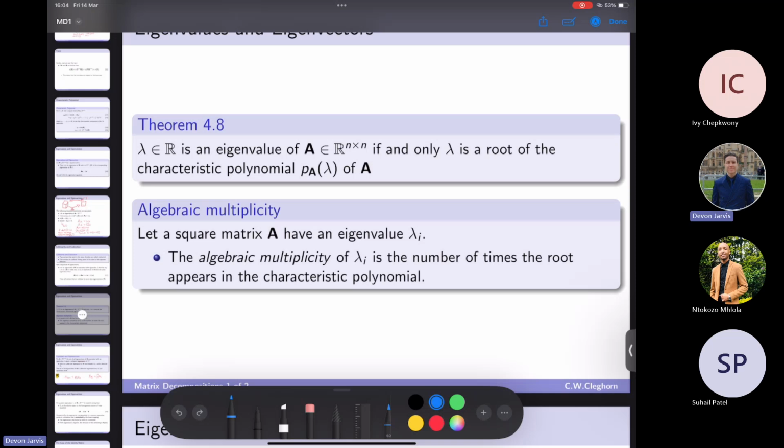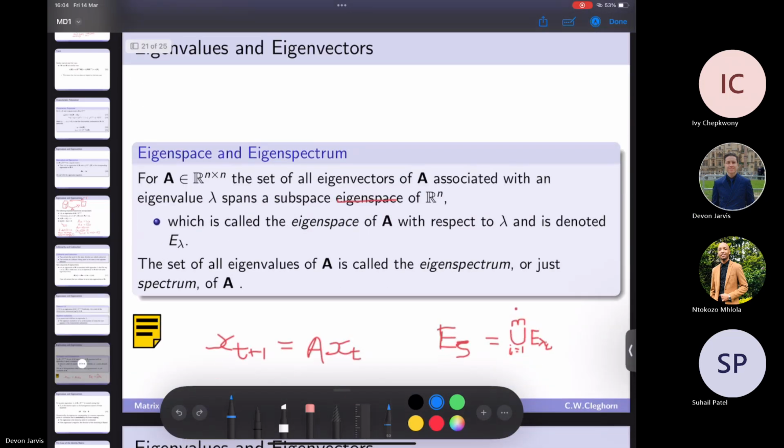All right. So lambda is an eigenvalue of A if and only if lambda is a root of the characteristic polynomial. We just said that. And then the algebraic multiplicity, we can define as the number of times a particular eigenvalue shows up. So let a square matrix A have an eigenvalue lambda i. The algebraic multiplicity of lambda i is the number of times the root appears in the characteristic polynomial. Okay? It's the number of dimensions in our space that are stretched by the same magnitude. Right? That's what the algebraic multiplicity is telling us.